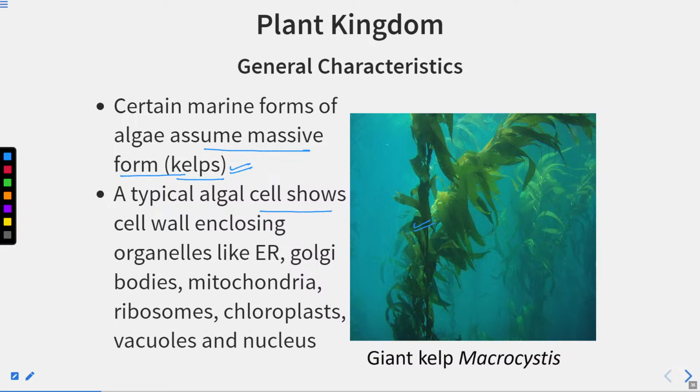A typical alga cell shows a cell wall enclosing organelles like endoplasmic reticulum, Golgi bodies, mitochondria, ribosomes, chloroplast, vacuoles, and nucleus. So all these basic cell organelles are present in algae. And what keeps this particular organism in the plant kingdom is the presence of chloroplast and also a cell wall.